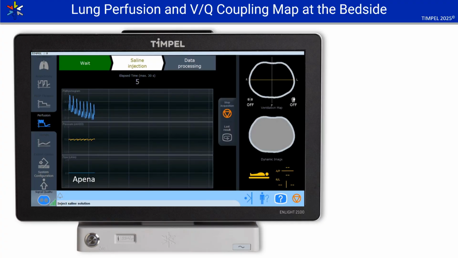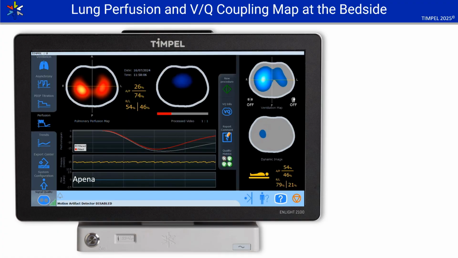When we know distribution of ventilation, wouldn't it be valuable to also assess distribution of lung perfusion? What do you think? Timpel EIT makes this possible bedside. During a short apneic pause, following a rapid injection of a 7.5% sodium chloride solution into a central venous catheter, we can observe blood flow passing in real time through the heart and its distribution in pulmonary vessels. This allows us to reconstruct a lung perfusion scan representing real blood flow distribution.